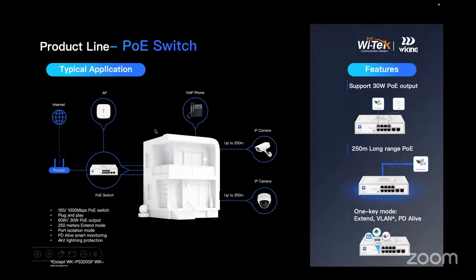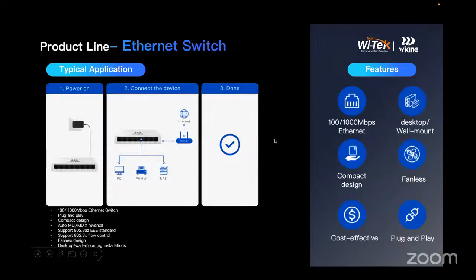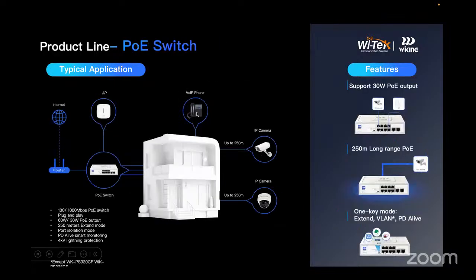Okay, so you can see this is the typical application for the CCTV market. You can see a building or apartment, you have a few cameras. So you can see here you connect from the internet to the router, then router to the PoE switch uplink. Then we can also connect the NVR here or AP here. And for the PoE ports, we can connect to different cameras. And here you can see we support 30 watts for each PoE port and 250 meters long range from the PoE ports to the cameras.